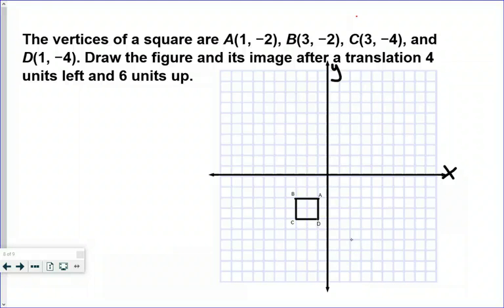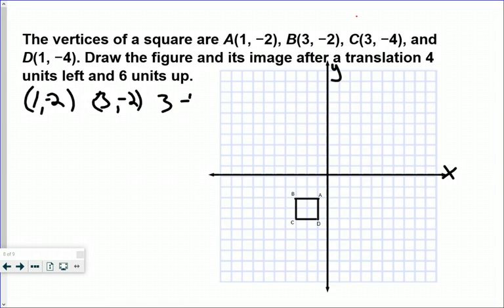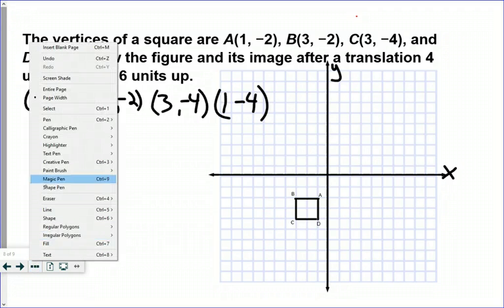Okay, so with that, when we're looking at it here, if we rewrite the coordinates, what I'm going to do is just make a list over here. So I have 1, -2, that's our first coordinate, and I have 3, -2, and then we have 3, -4, and then our final one is 1, -4. Okay, so here are our coordinates that we have listed.